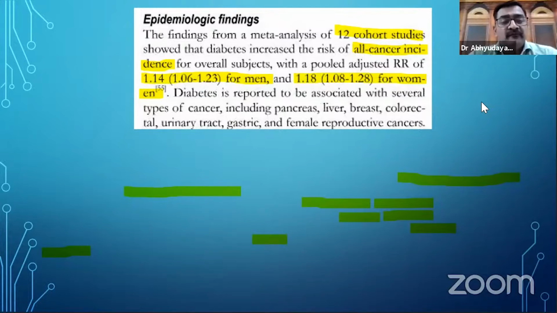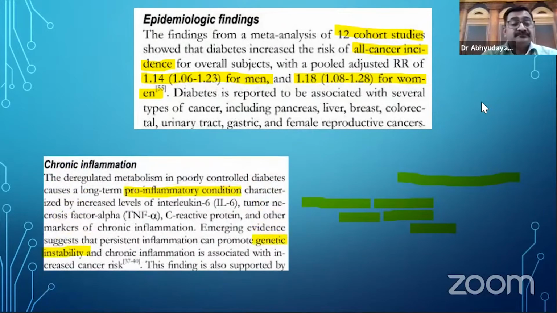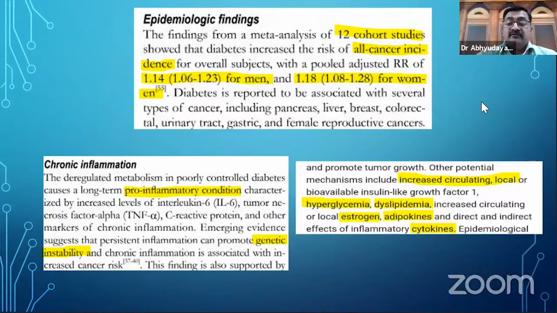So here you can see that female diabetics are at a higher risk of getting cancers compared to male diabetic patients. Again, the cause is the same as what we see in our type 2 diabetic patients. When we talk about the pathophysiology of diabetes, the chronic pro-inflammatory condition in our poorly controlled type 2 diabetic patients, where they have increased levels of interleukin 6, TNF alpha, C-reactive protein, and other markers of chronic inflammation. This all leads to genetic instability and increases the chances of cancer.